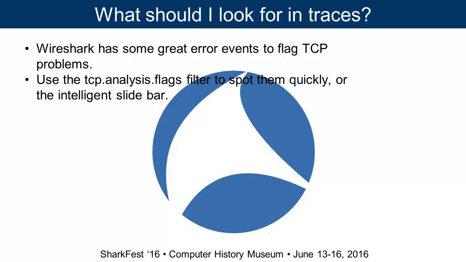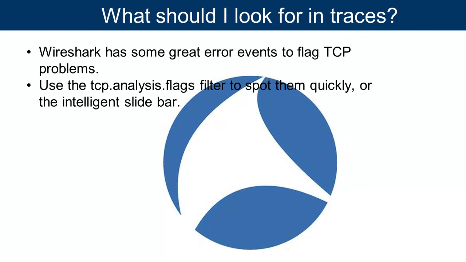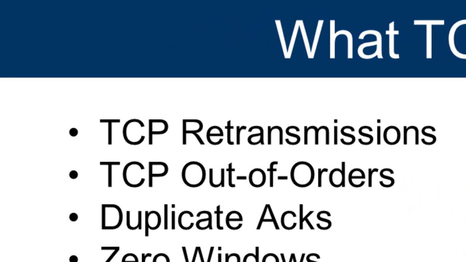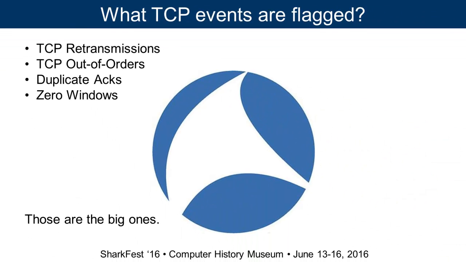Or if we're using Wireshark 2.0 or above, we can take a look at the intelligent scroll bar off to the right, and we can quickly see those events over there. So what types of events are flagged? What types of things will Wireshark point out for us, or will we be filtering for? Well, we'll see that filter that I just showed you. That'll show us TCP retransmissions. It'll show us out of orders. It'll show us dupacks. It'll show us zero windows, even window updates. Now, those are the big ones. There are some additional ones that'll be displayed for you, but these are the big ones that you want to try to find.